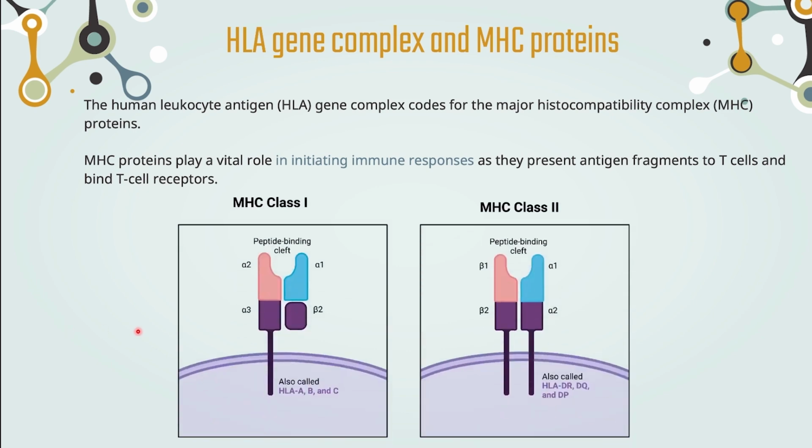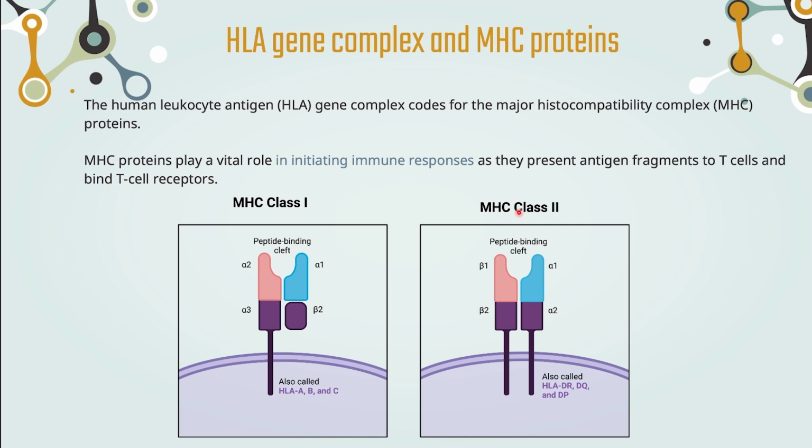Now let's look at this figure. This is MHC class 1. It has alpha 1, alpha 2, alpha 3, and a beta 2 microglobulin. They are also called HLA-A, HLA-B, and HLA-C. And this is the cleft where antigens bind.